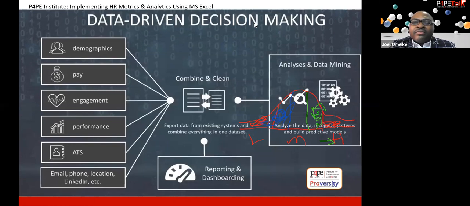Let me take off my drawing. All right. So you can then do your analysis and then decide how best to manage things within your organization. And then use Excel and a dashboard to show how these things are working within the organization.